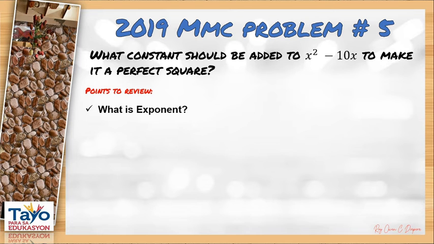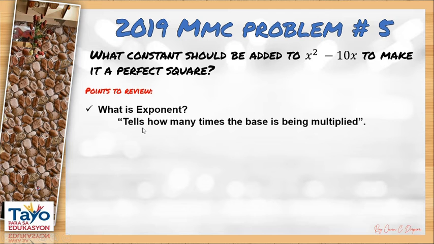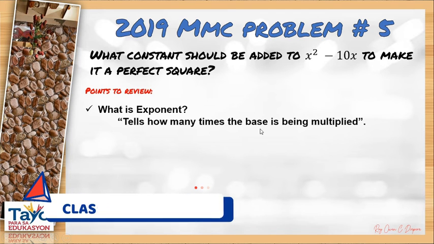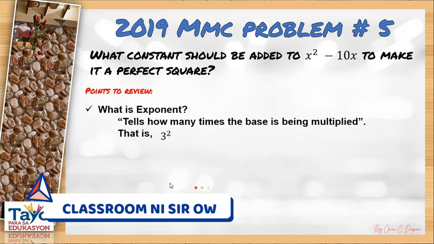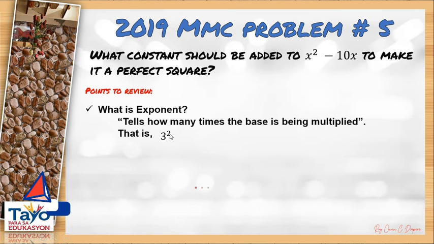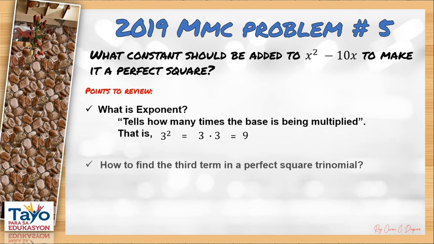First, what is exponent? It tells you how many times the base is being multiplied. That is 3 to the power of 2. 3 is our base, 2 is our exponent. So your exponent will tell you how many times you will multiply 3. Of course, 3 times 3 is equal to 9.